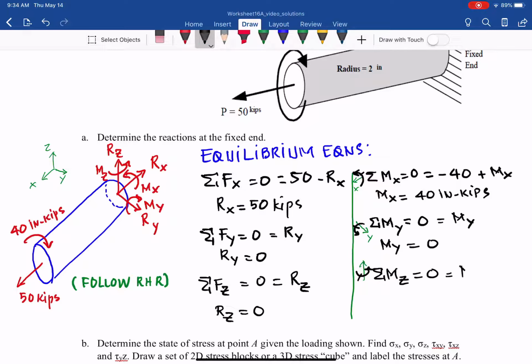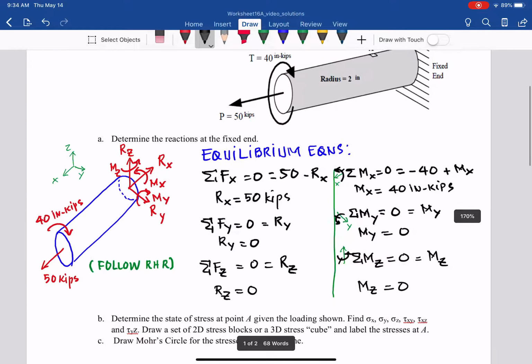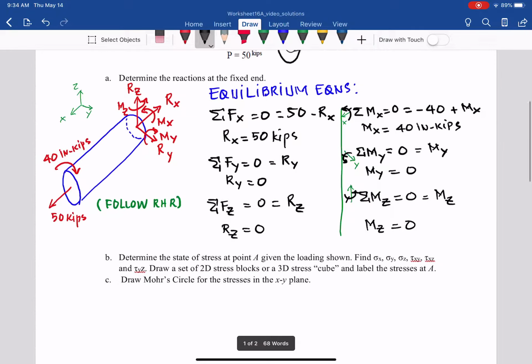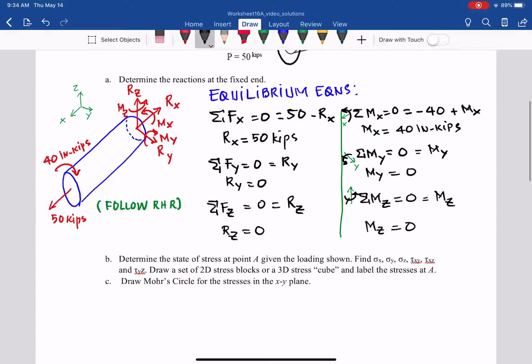So the bottom line: only the Rx reaction at the fixed support, 50 kips, and Mx equal to 40 inch-kips. From that, we go to parts B and C. Determine the state of stress at point A given the loads shown, where point A is on the top edge of the member. So that is point A.